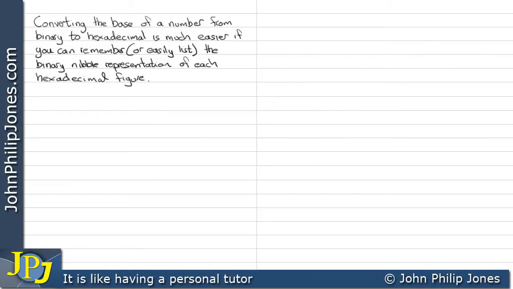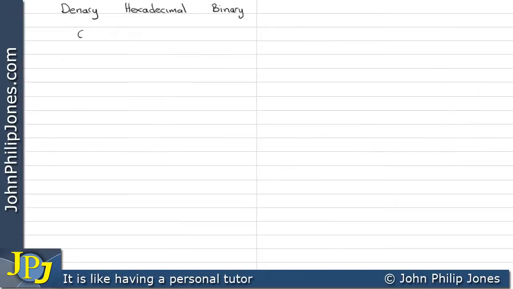Converting the base of a number from binary to hexadecimal is much easier if you can remember or easily list the binary nibble representation of each hexadecimal figure. In the denary column you can see I'm just listing all of the numbers starting at 0 and going all the way up to the number 15.